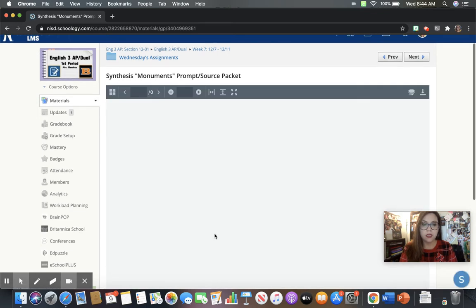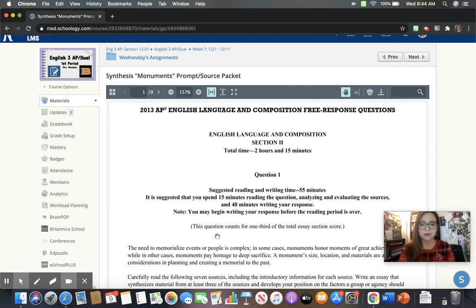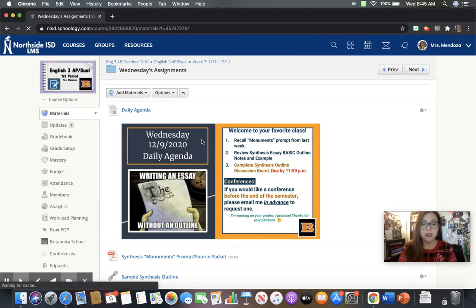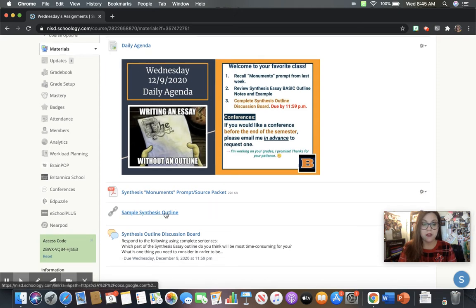If you look at the second paragraph, if you remember, this was a longer prompt because it had quite a bit of things in it, but it said write an essay that synthesizes material from at least 3 of the sources and develops your position on the factors a group or agency should consider in memorializing an event or person and in creating a monument. So in the deconstruction, remember, we turned that into 2 different questions to answer as your response or thesis to the prompt. If we were going to sit here and write this essay, here's what the sample would look like.